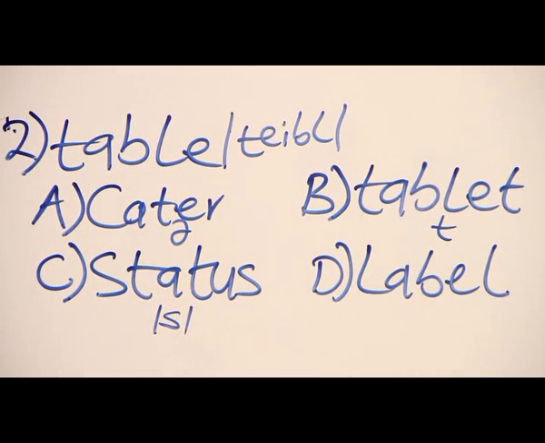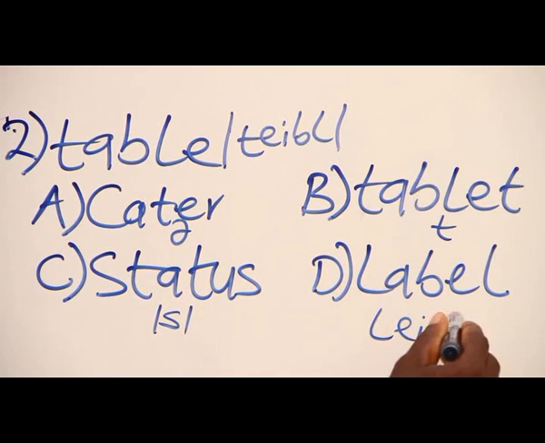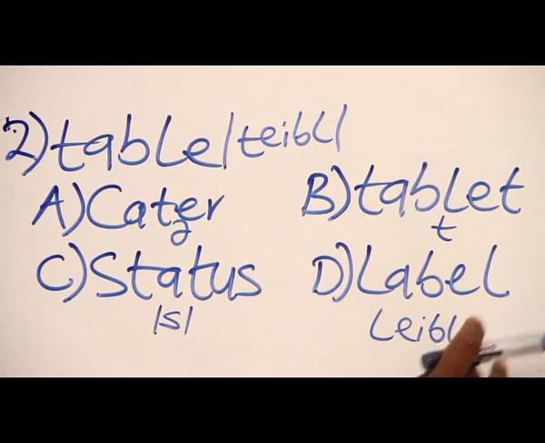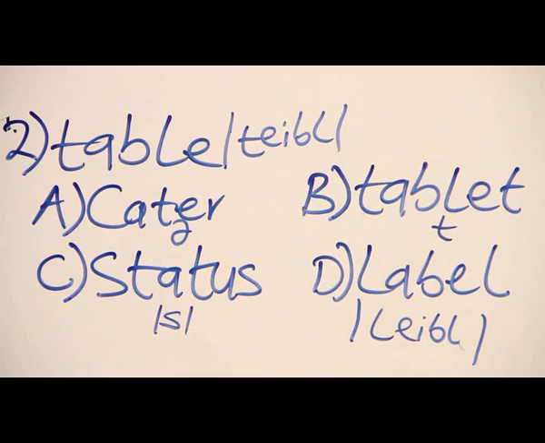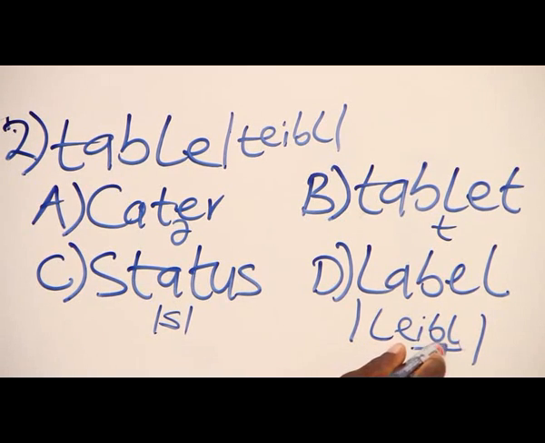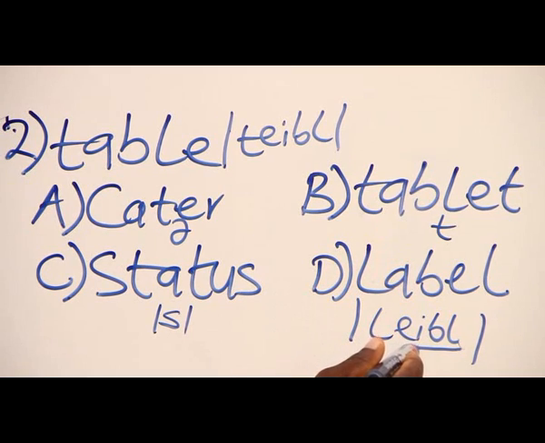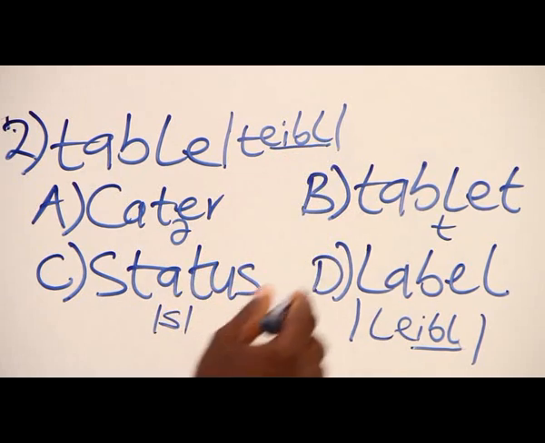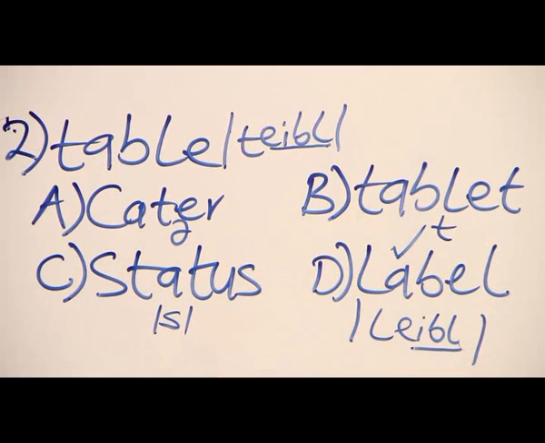Then option D, what do we have? We have the word label. Label. Alright, so the word label has 3 rhymes from the end. The lateral, the bilabial voiced plosive, and then the diphthong A, which we also have in this case. So our answer for question number 2 is D.